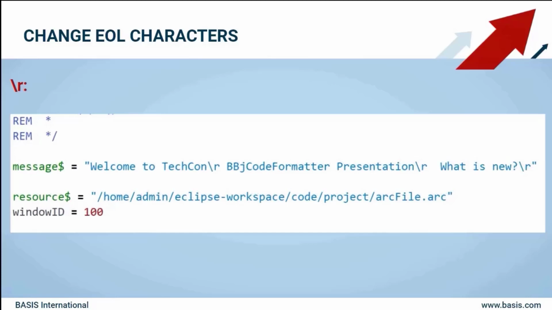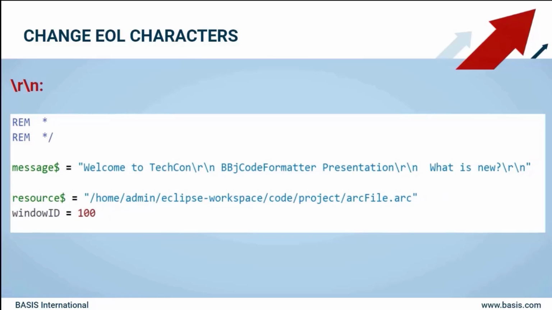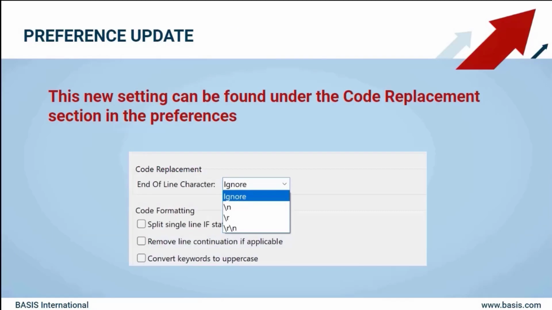Same thing happens if we change from the line feed to the carriage return character. All of the end-of-line characters are replaced with a \r. And last but not least, all the characters are replaced with the double character \r\n. The characters can easily be swapped back and forth without any issue depending upon which one is needed at the time. This new setting can be found under the code replacement section in the BBj code formatter user preferences. It's set to ignore by default.